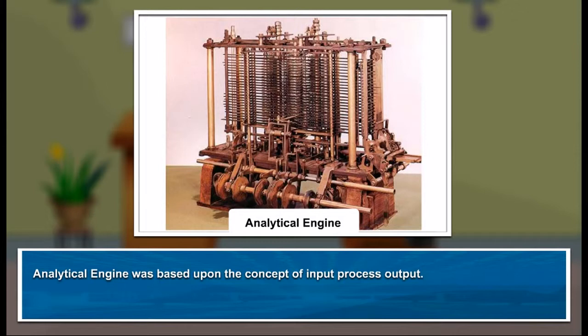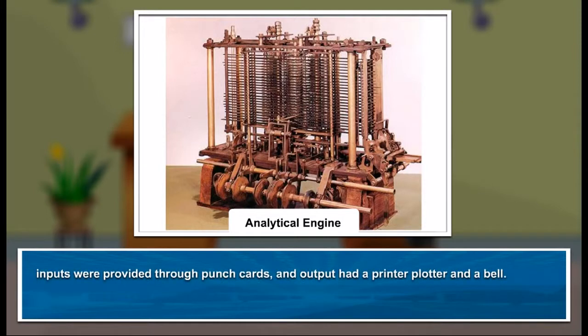Analytical Engine was based upon the concept of input, process, output. It also had the capability to change values already stored in its memory. This machine was powered by a steam engine. The inputs were provided through punch cards, and output had a printer, plotter, and a bell.